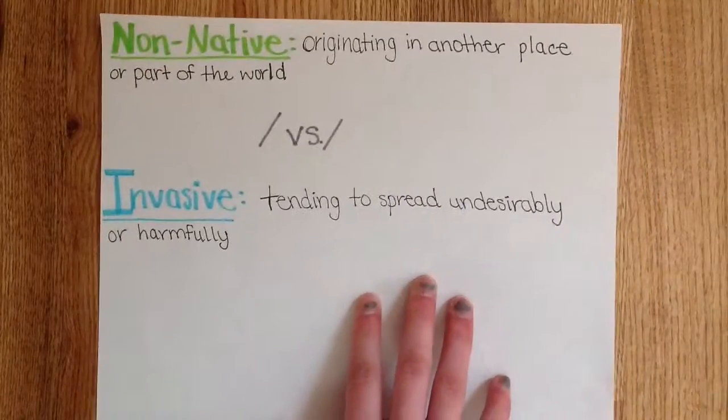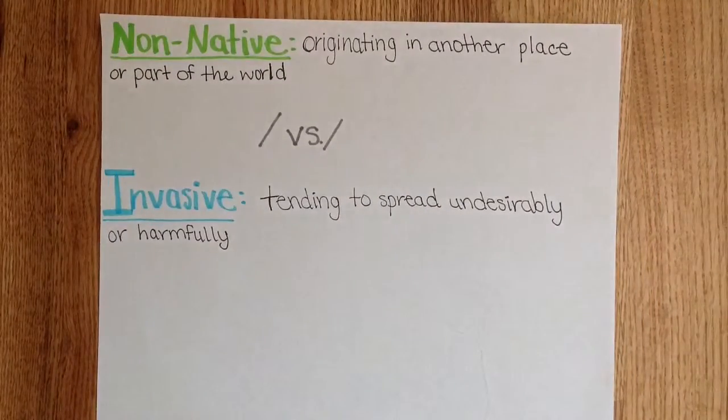So, non-native species versus invasive species. Non-native basically means that it originated in another place or part of the world, whereas invasive means that it tends to spread undesirably or harmfully. There's really no significant difference between these two terms.